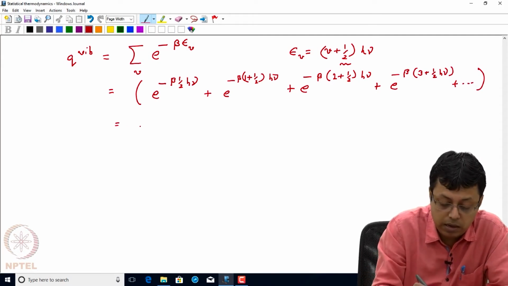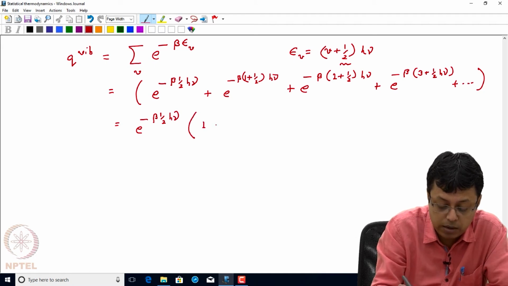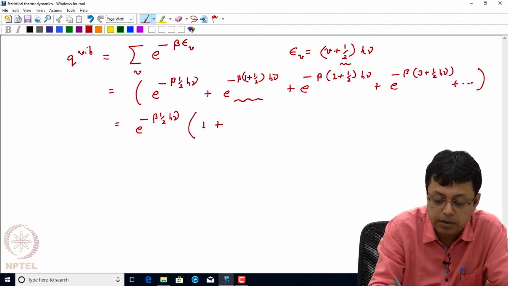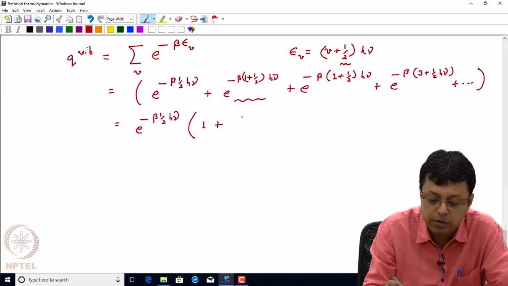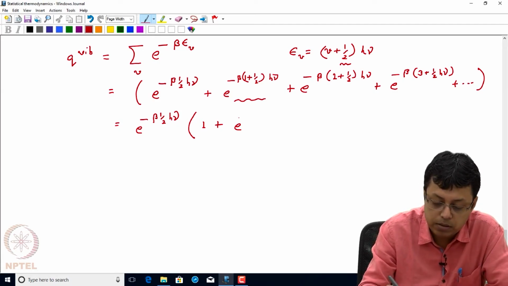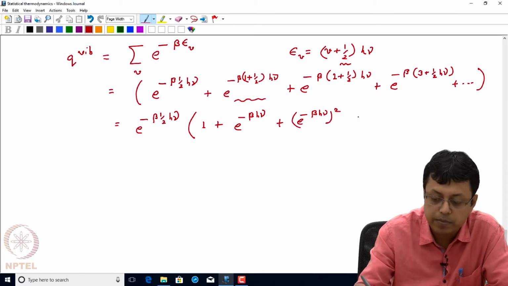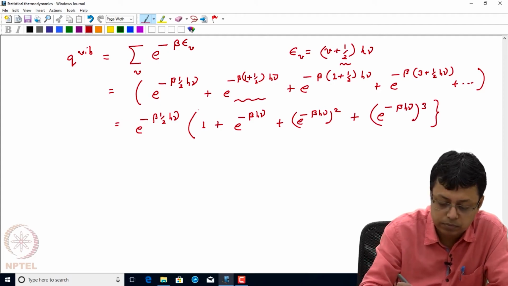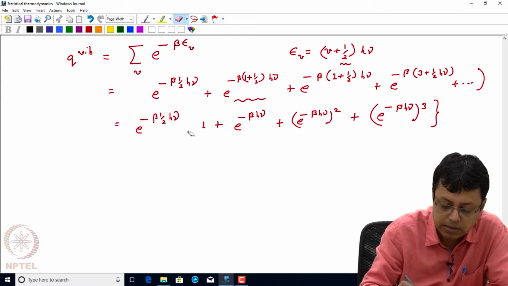So what we can do is take that half h nu term common, and then inside the bracket I'll have 1 plus. Now let us look at the second term. It will be e to the power minus beta h nu. The third term will be e to the power minus beta 2 h nu, so I'm writing that term as e to the power minus beta h nu, squared. And similarly the fourth term I'm writing as e to the power minus beta h nu, cubed. We should use different brackets here.